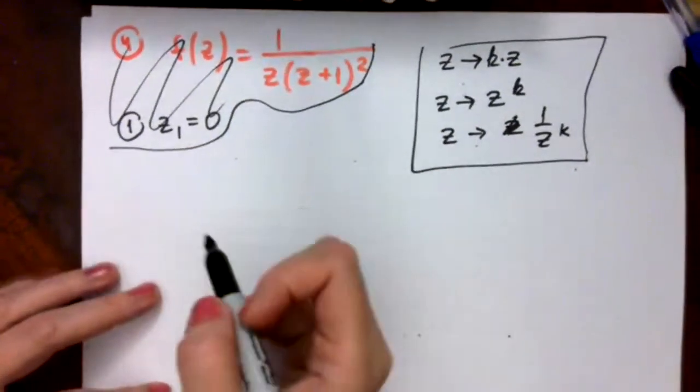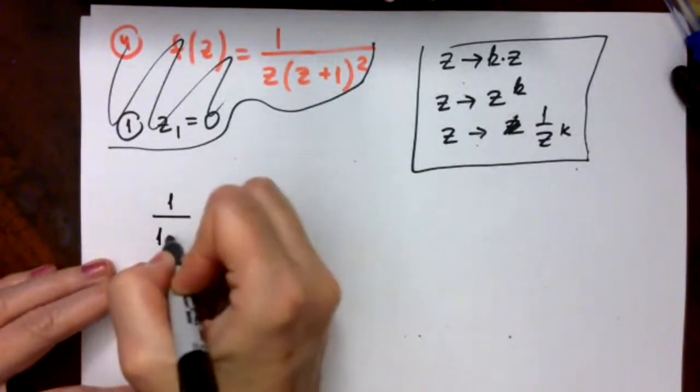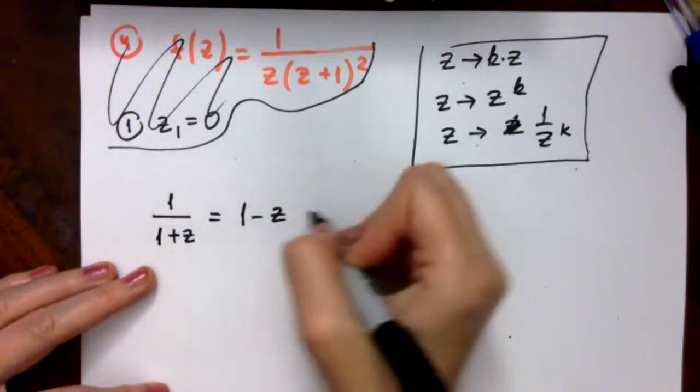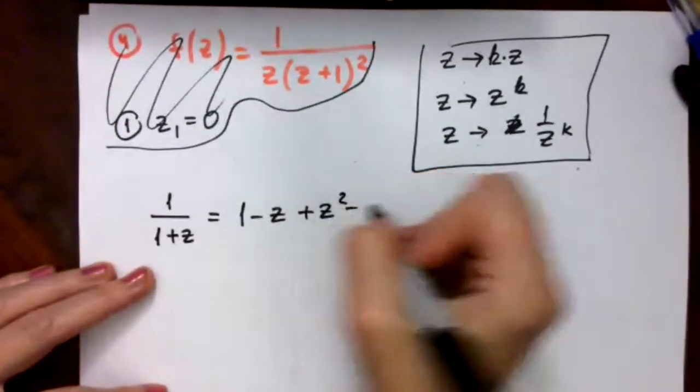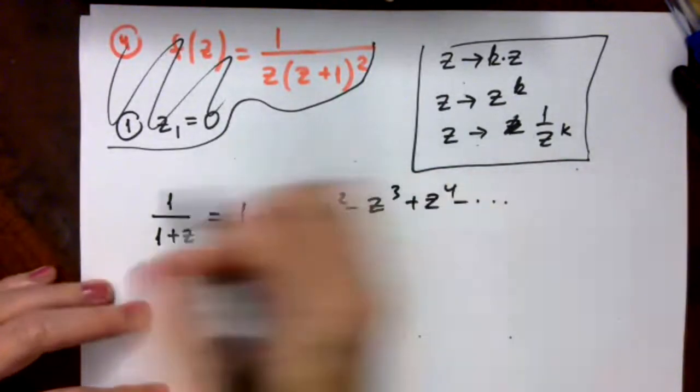Let's discuss it. Let's consider, for example, this canonical expansion. 1 divided by 1 plus z is a very well-known expansion. 1 minus z plus z squared minus z cubed plus z to the power 4, and so on.